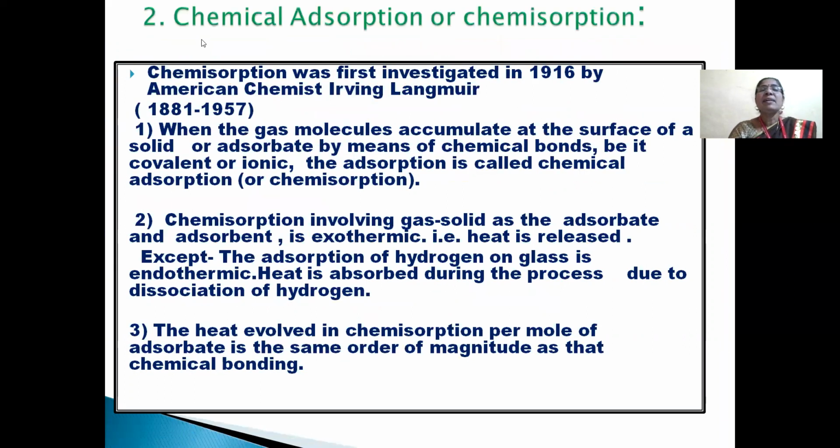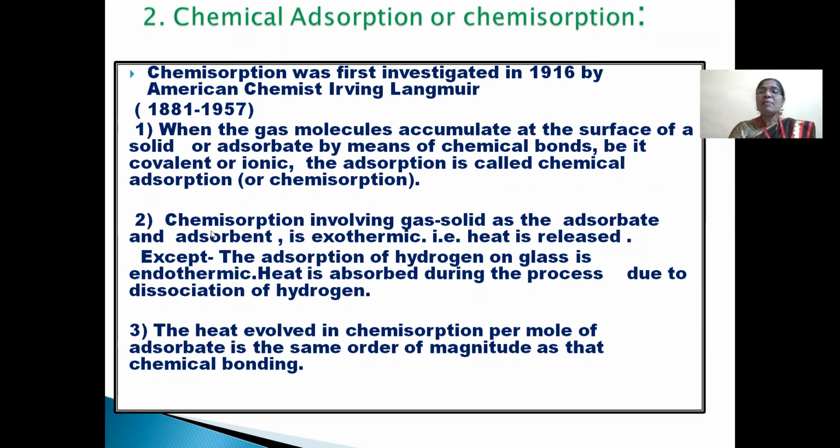Next point will be chemical adsorption. It was first investigated in 1916 by the American chemist Irving Langmuir. He gave some points about chemical adsorption. When gas molecules accumulate at the surface of a solid by means of chemical bonds, be it covalent or ionic, the adsorption is called chemical adsorption or chemisorption.